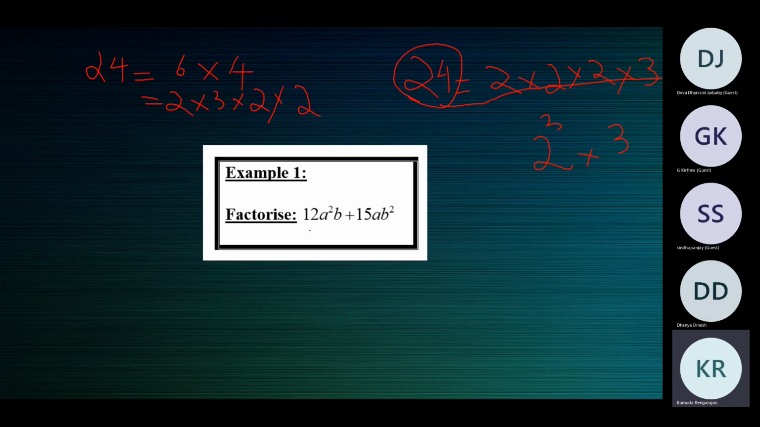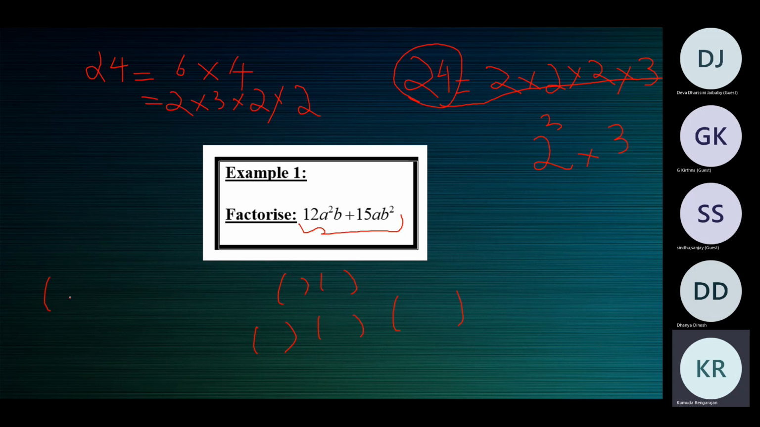So here we have to factorize an algebraic expression. That means we have to write this expression as a product of its factors. 12a square b plus 15ab square. How do we factorize this? Whenever the heading is factorize, the final answer should look like some expression into some expression into some expression and so on.